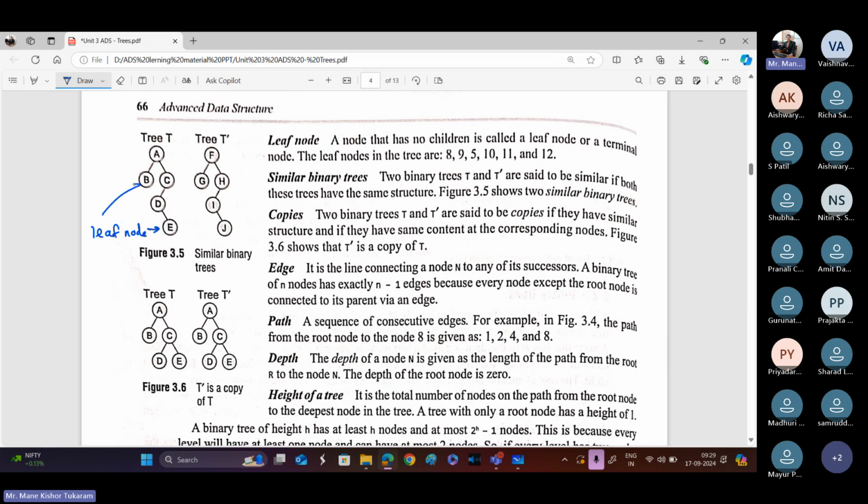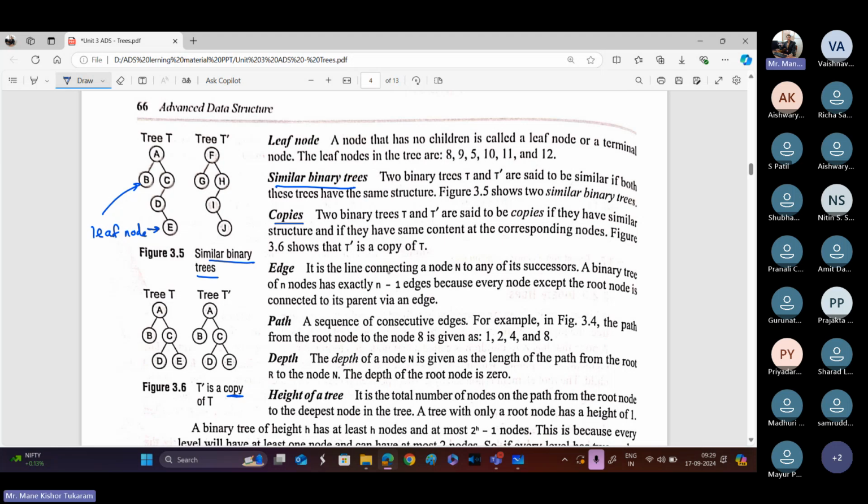Then similar binary tree means what? The trees T and T dash are similar if both trees have the same structure. So this particular node's name is different, but the structure remains the same. That's why it is called a similar binary tree. Copies means what? Same nodes, same structure. Okay, so this is called a copy. So similar binary trees and copies. So say A, B, C, D, E, A, B, C, D, E.